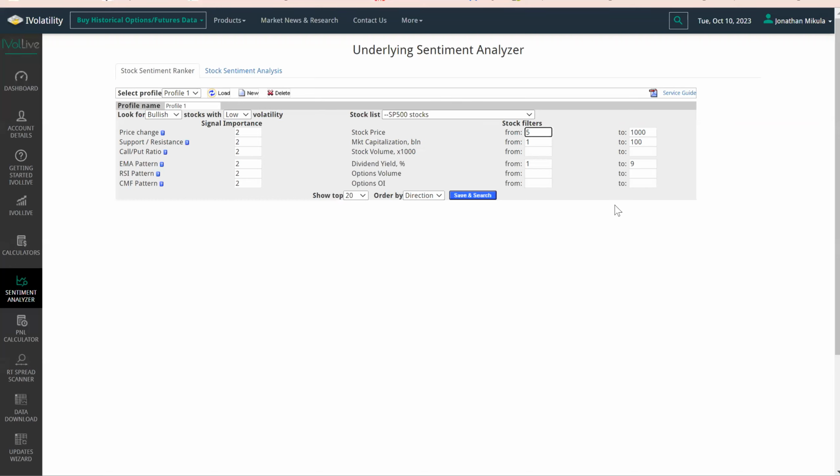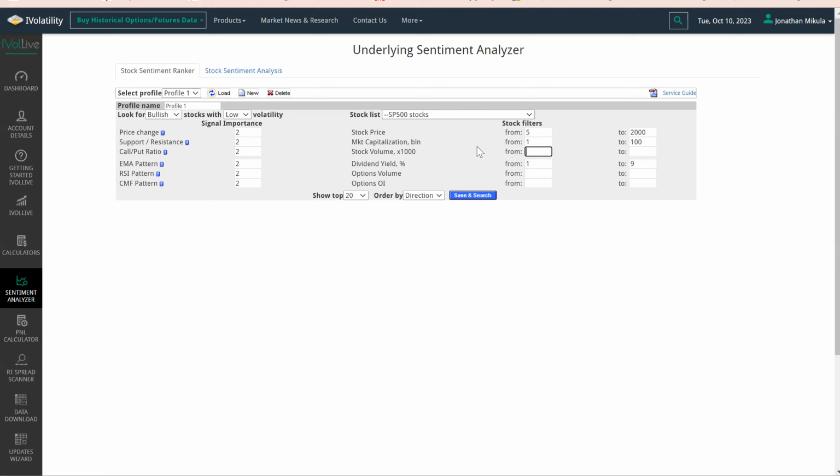A question also came in: how do you filter by stock price? This is how you would do that. So you could say you don't want to look at anything below 5 a share or above 1,000 a share, just as an example. So let's go to 2,000 a share. We've had some high nominal share prices in today's market. Market cap, we're saying we don't want to see anything below 1 to 100 billion market cap.